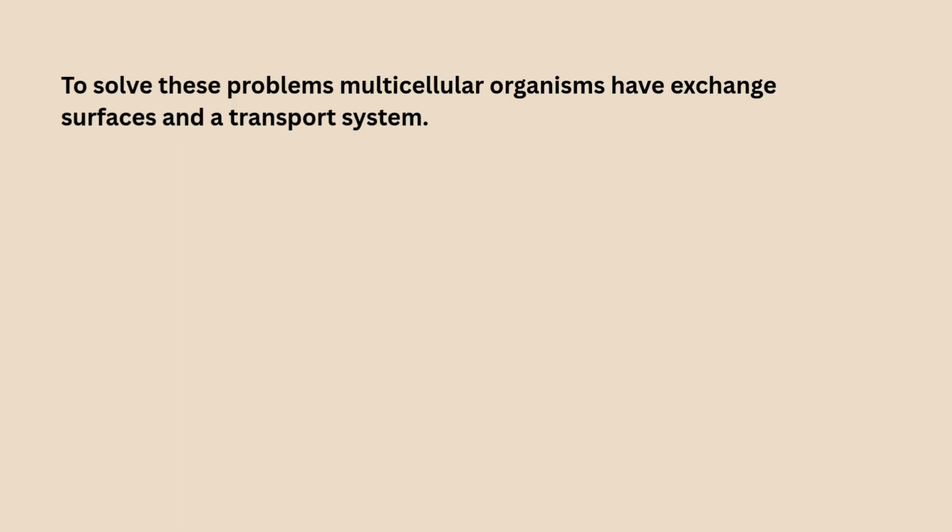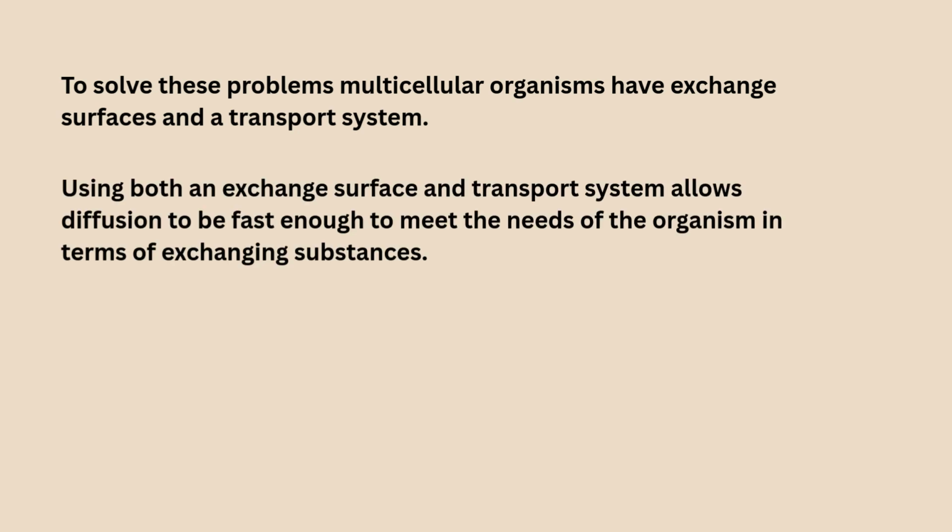To solve these problems, multicellular organisms have exchange surfaces and a transport system. Using both an exchange surface and a transport system allows diffusion to be fast enough to meet the needs of the organism in terms of exchanging substances.